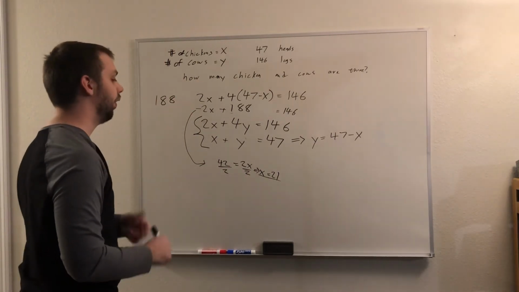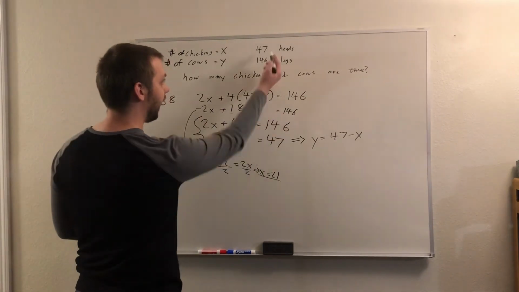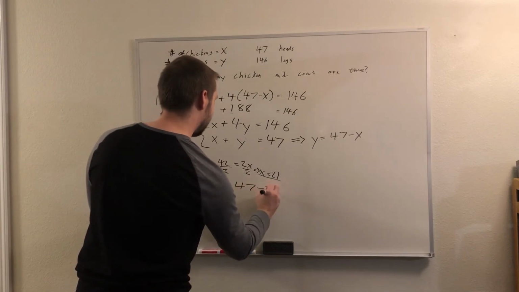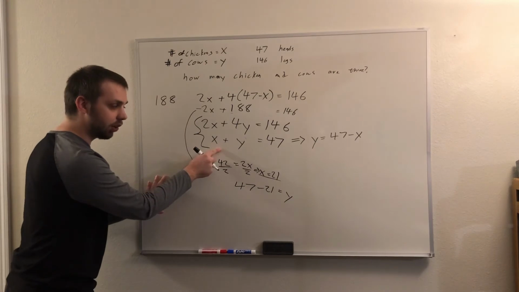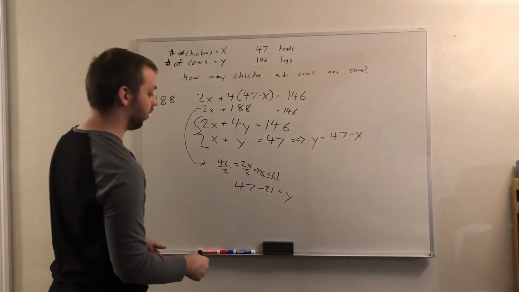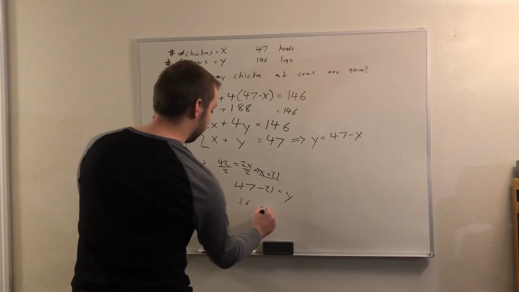Yes. So now from that, we know that chickens plus cows equals 47. So 47 minus chickens equals cows. You could plug that into here and solve. So 47 minus x equals y. So then that would be 26 cows.